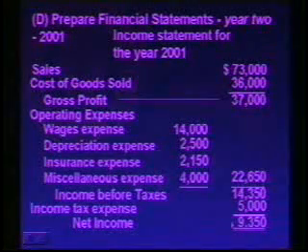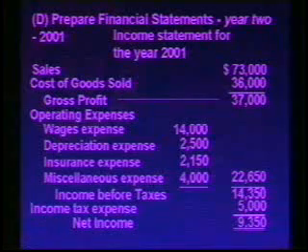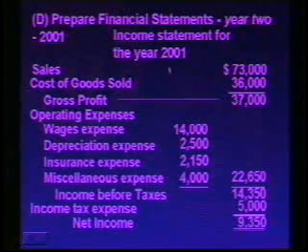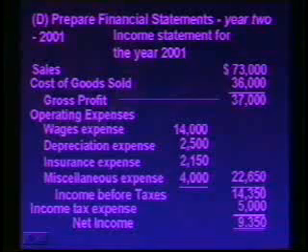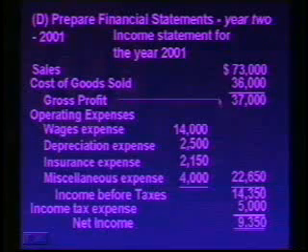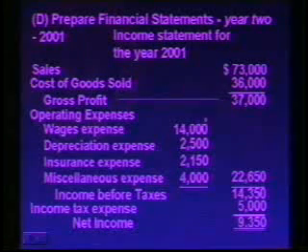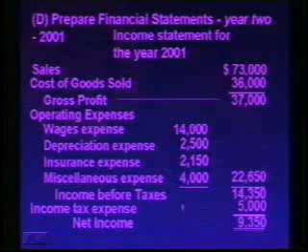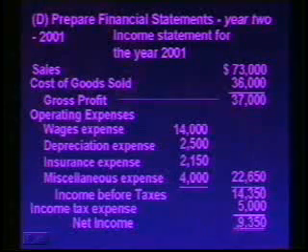Last thing for today: the income statement and retained earnings. In this case, sales for the second year, 73, less cost of goods sold, 36, gives us gross profit, 37, subtract all our expenses, gives us net income of 9,350.